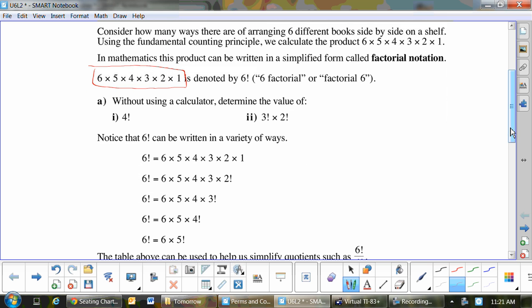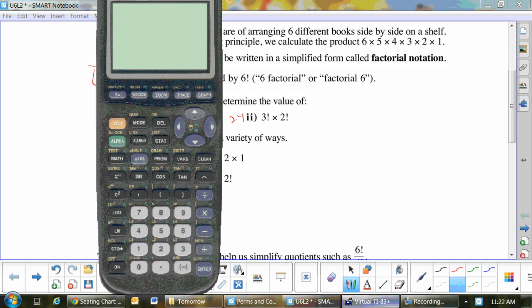So, without using your calculator, 4 factorial would just be 4 times 3 times 2 times 1, which is 24. Now, how does your calculator do this? Your calculator does this by hitting the number 4, and you see a math button.